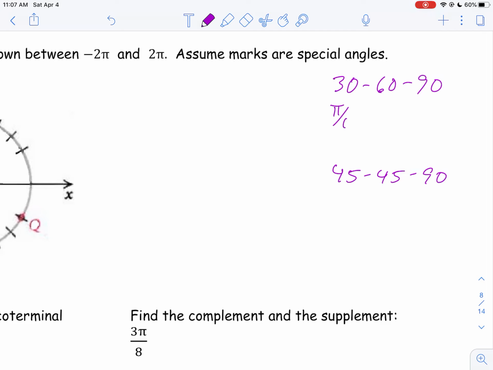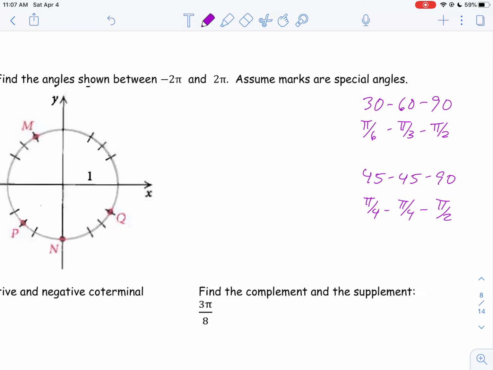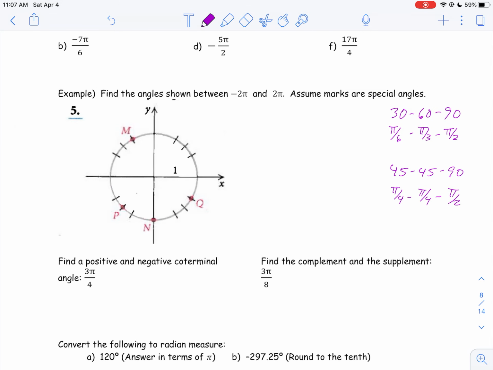30 degrees, do you remember? Pi over 6. 60, pi over 3. 90, pi over 2. 45 then? Pi over 4, pi over 4, pi over 2.